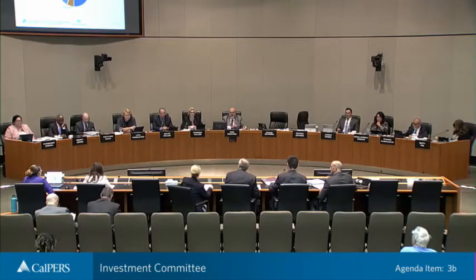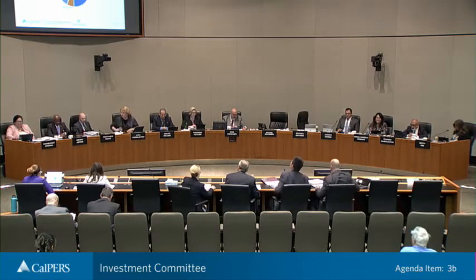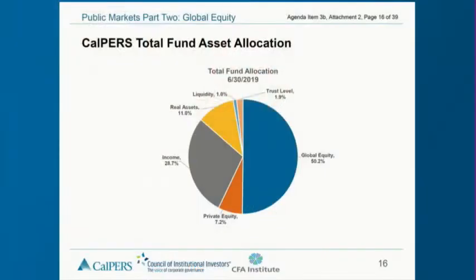So let's take a quick look at your total fund allocation. You can see global equity is 50.2%. Fixed income on the left, 28.7%. Private equity, 7.2%, and you have real assets, 11%. So a good portion of that you could consider equity, but it may be both.